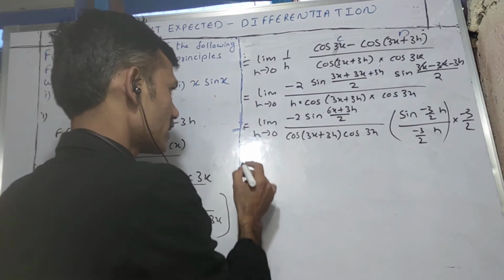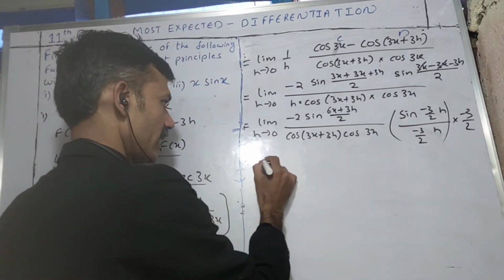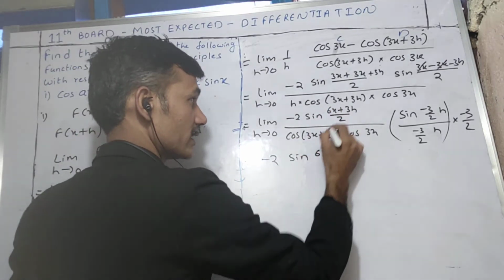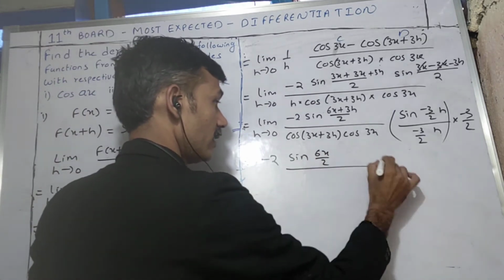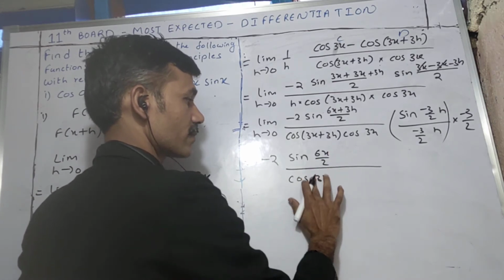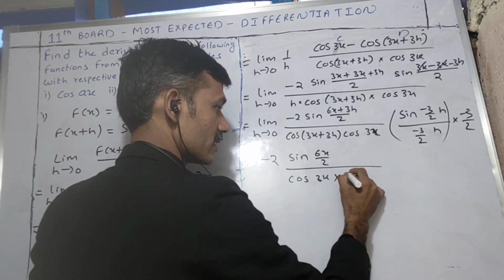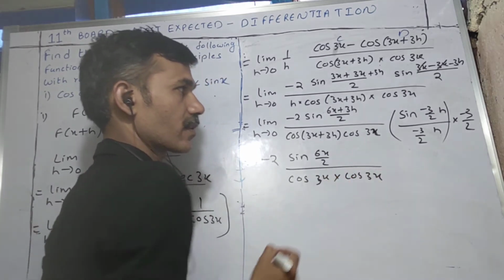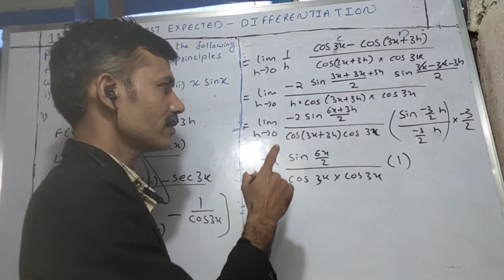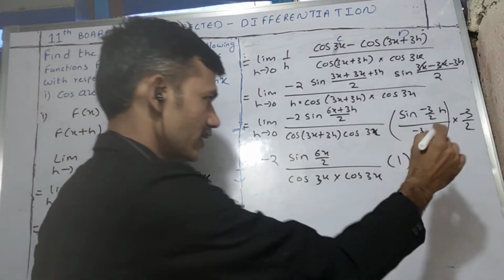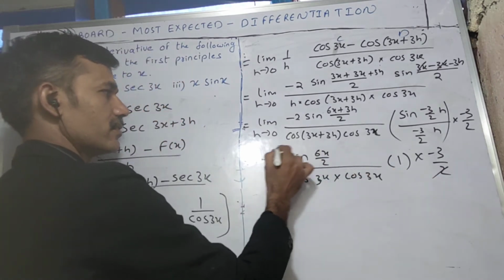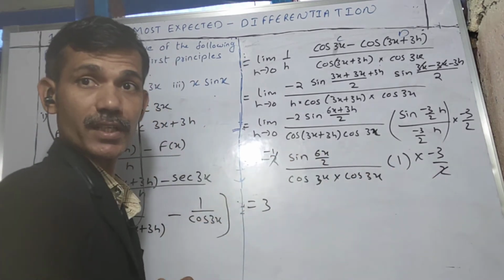Okay. Next, what all will be there? If I apply the limit, here minus 2 is there. Sin h, in place of h I can write 0, so that is 6x by 2. In the denominator, what all will we have? Cos 3x plus 0 means 3x. Here cos 3x is there. If you apply the limit formula, limit h tends to 0, sin h by h, there we will get 1. And finally we are having a constant minus 3 by 2. 2 can be cancelled. Minus into minus plus 3, we will get the constant.